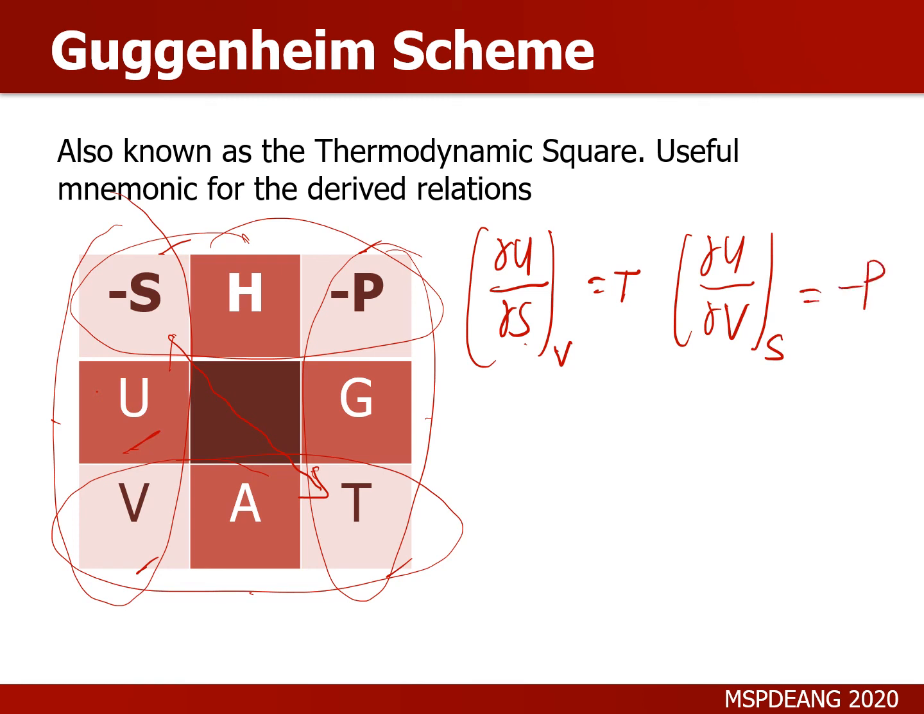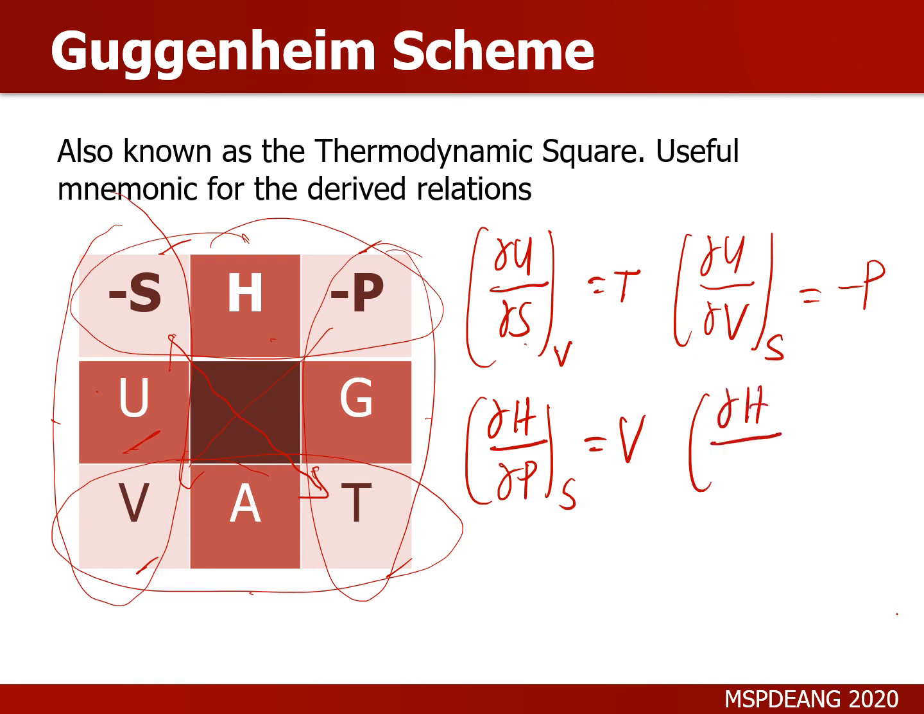P. Similarly, partial of H with respect to P at constant S is equal to, on the diagonal, V. And partial of H with respect to S at constant P is equal to what is on the diagonal of S, which is positive T. And you can do the same for A and for G.